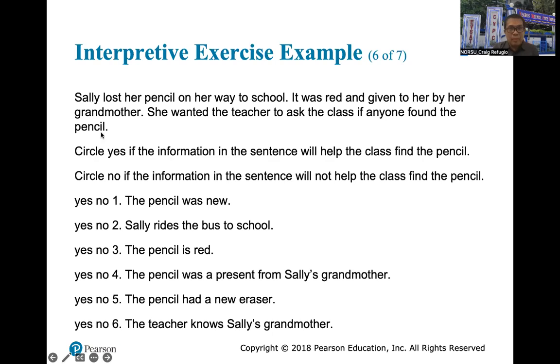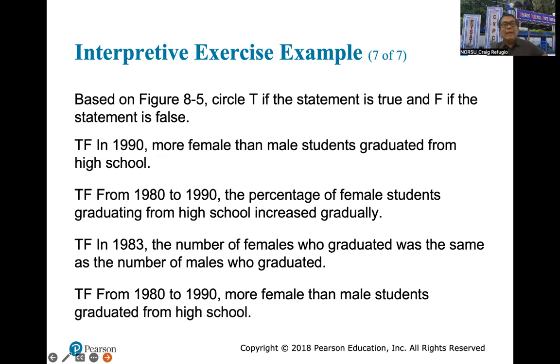And it's all about a reasoning skill or reasoning ability based on the given statement. So number 1 to number 6 could not be answered without a very good understanding of what is meant by the given condition, and in consideration of the reasoning power, the reasoning skill, the reasoning ability of the learners or the students. Next example. So based on figure 8-5, circle T if the statement is true and F if the statement is false.